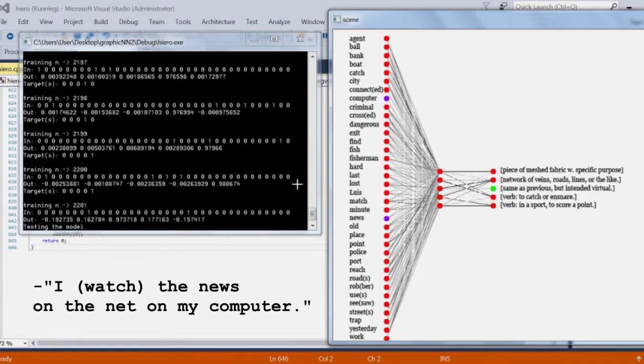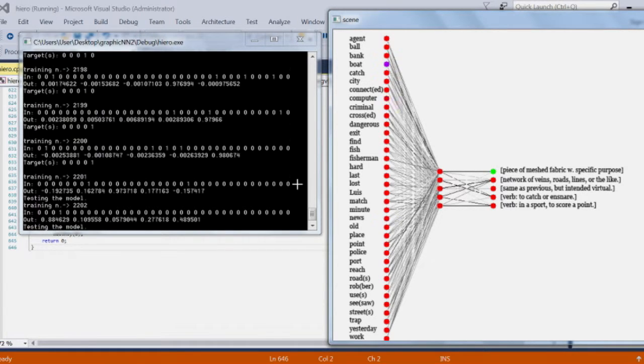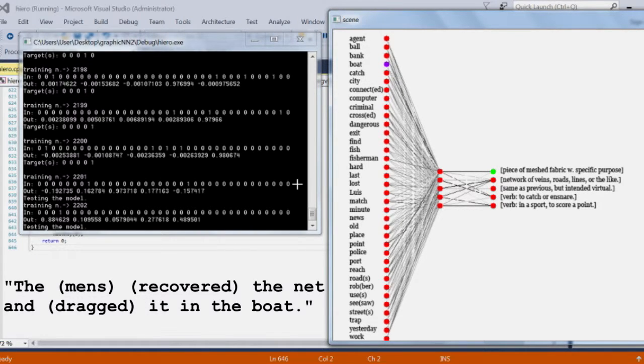First case. I watched the news on the net on my computer. After injecting it with the keyword from our test sentence in blue, the neural network identified the context successfully. The word net here meant as internet.